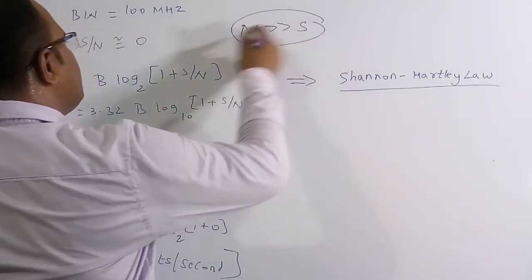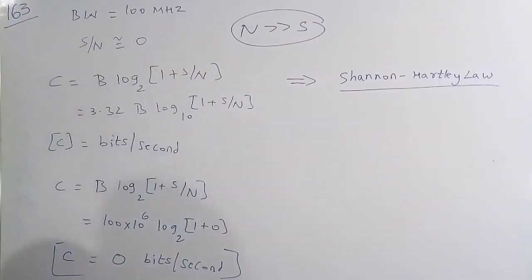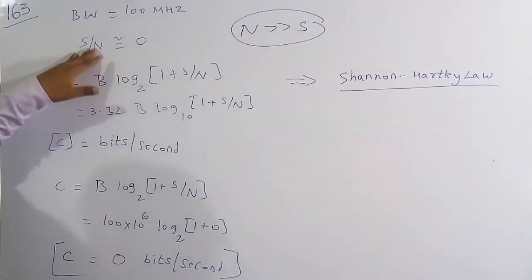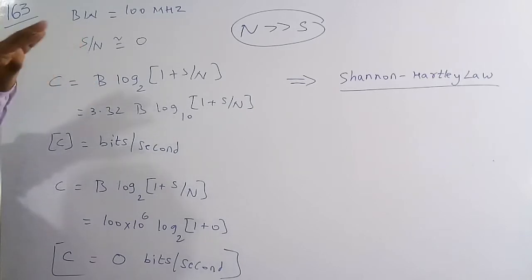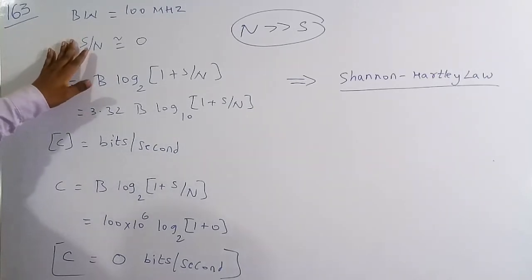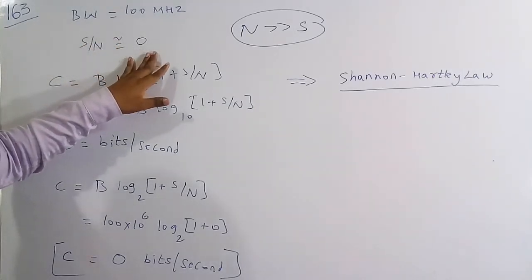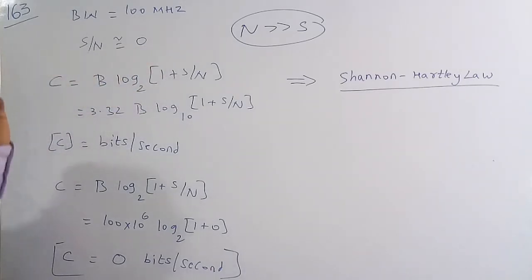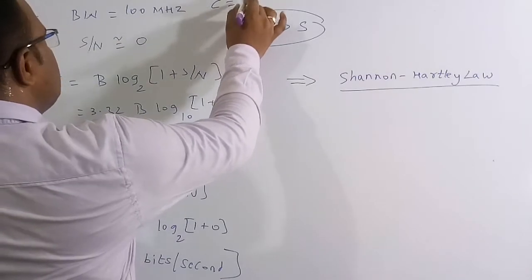the signal power. So we can assume the ratio of S by N will be nearly equal to 0, because the denominator value is very high when compared to the numerator. So we can consider it is equal to nearly 0. So now we know the relation for the channel capacity. Channel capacity we need to figure out in this numerical.